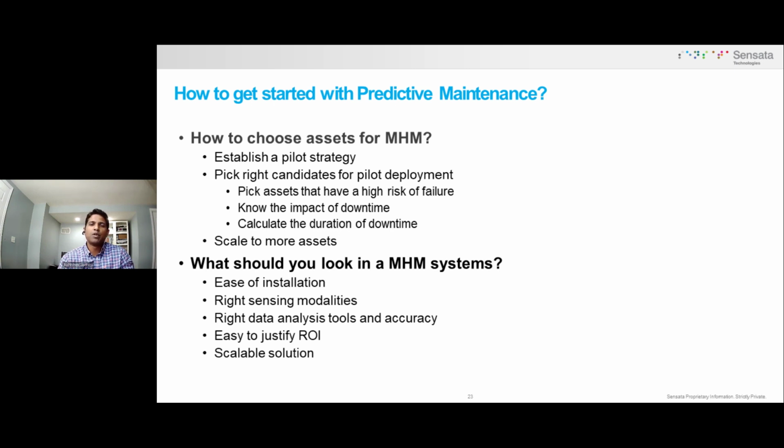Some of the assets have more tendency to fail than the others, so you make a list of those. Know the impact of downtime. Is it just loss in production? Think about the production. Is it just loss of the production and so the final goods, or are you talking also about the loss in work in progress parts?